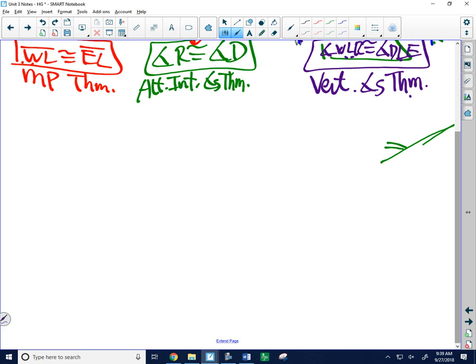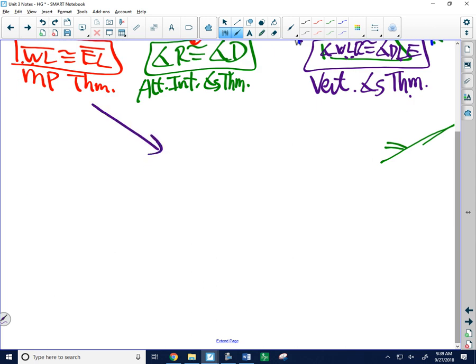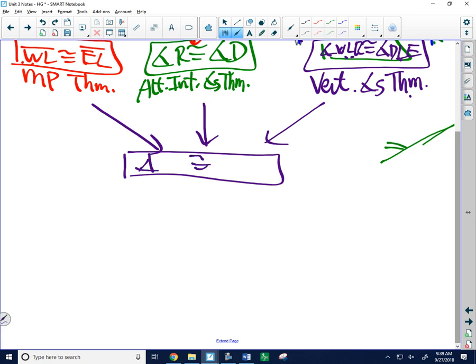Alright, so here's where we have enough information because I marked my diagram. I have two angles and a side. Two angles and a side. This side is not between the two angles, so it's going to be AAS. And here's where I like the flow chart. It comes together. All of these three work together to show the triangles are congruent. I guess I can just write triangle WLR congruent to triangle DLE. They all work together. Angle, angle, side.